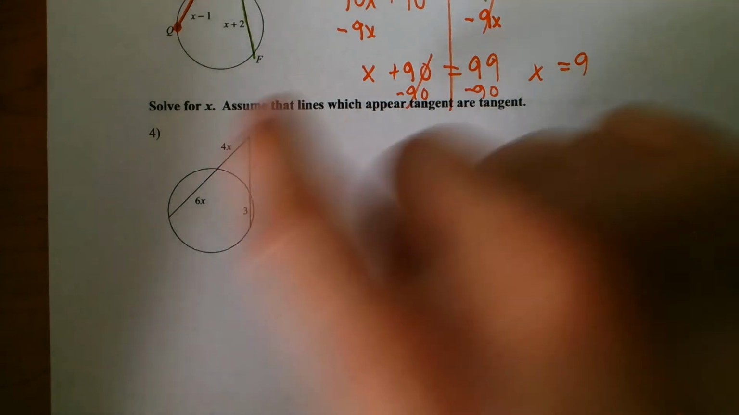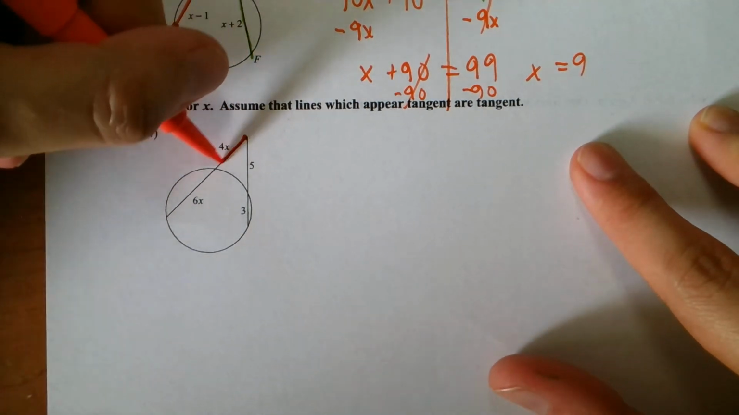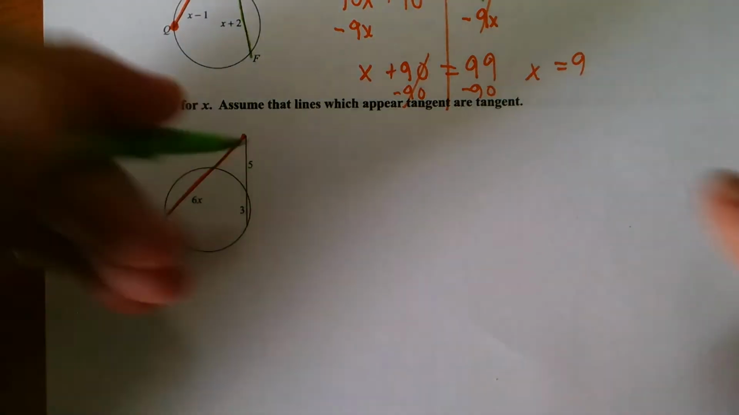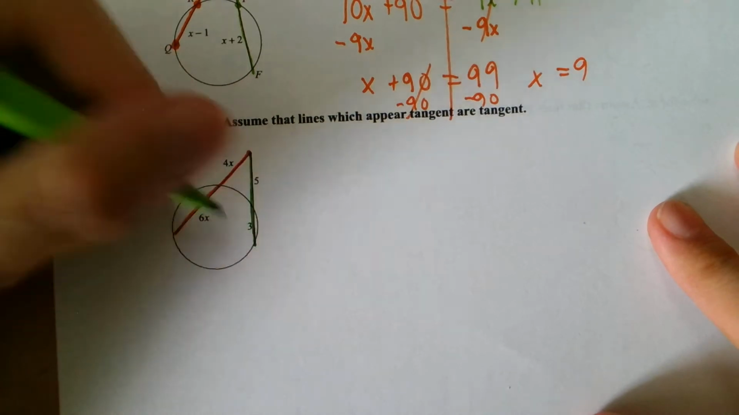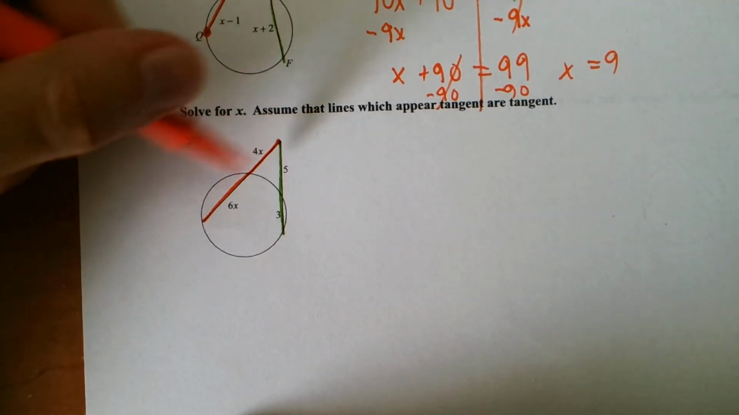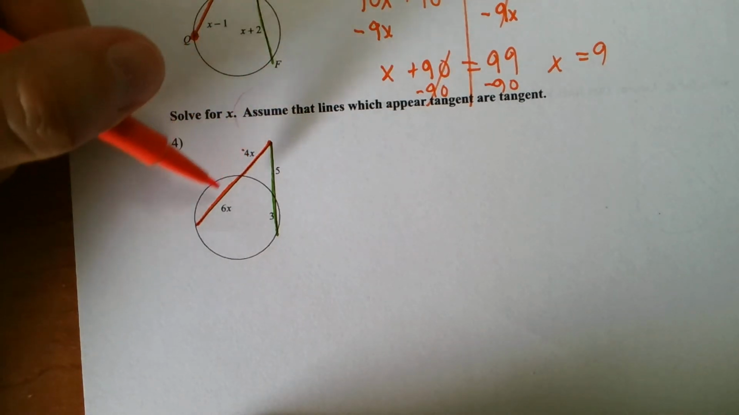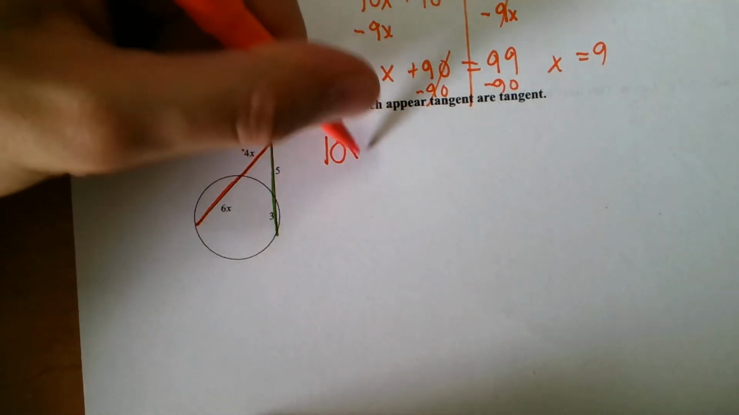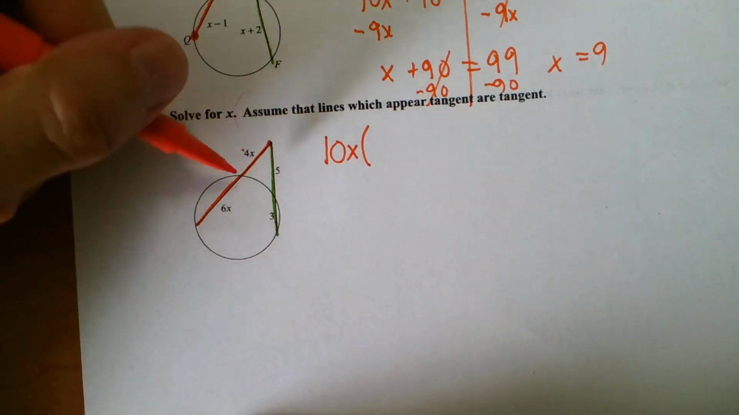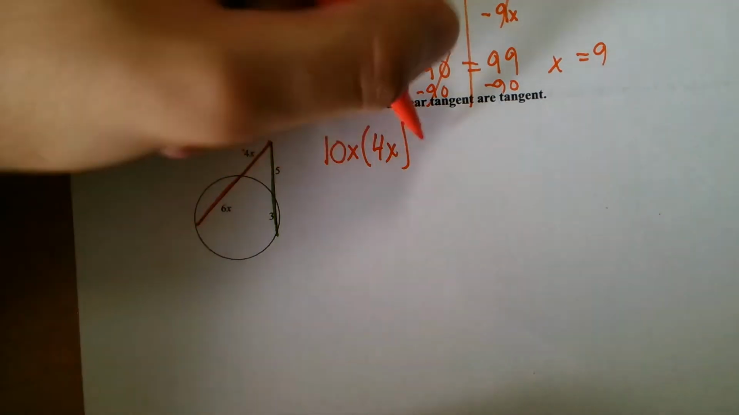Same idea. We have two secants that meet, so we're going to do whole times outside again. So that'll look like this. Let's do the orange line and the green line. Okay. So for number 4 on the orange line, the whole line would be equal to 4x plus 6x. That's going to be 10x. And then the outside portion, the outside length, is 4x.